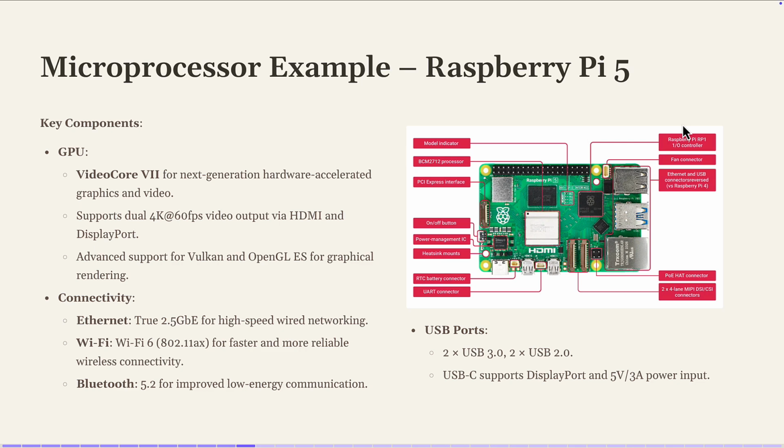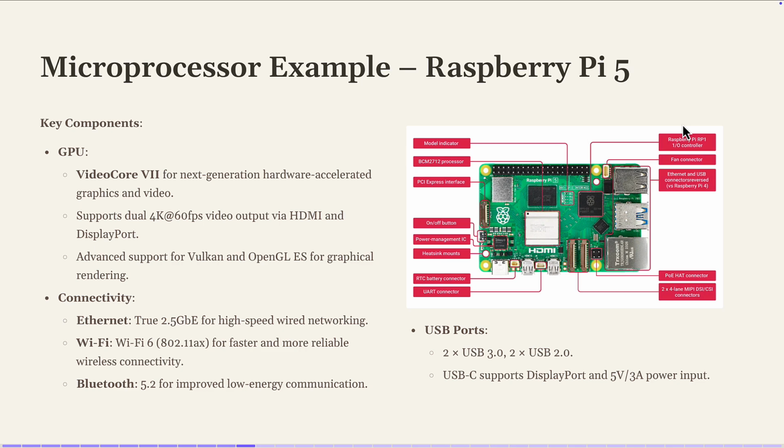So these are the specifications of the GPU, which is located in the system on chip here of the Raspberry Pi 5. It's a VideoCore VII for the next generation hardware accelerated graphics and video. It supports dual 4K at 60 frames per second. This is huge. Okay, 4K at 60 frames per second video output via the HDMI display port. So it has an HDMI display. You can connect it to a screen and it can give you 4K video in your display port.